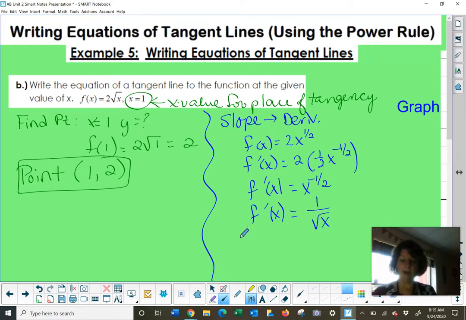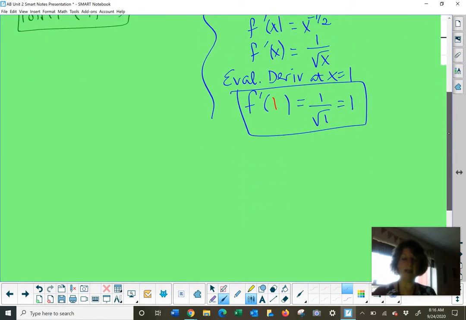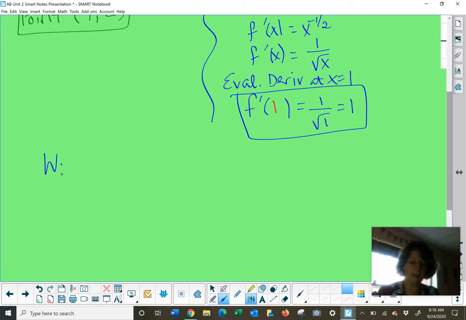Now, evaluate that derivative at x equals 1. So, let me just scroll a tiny bit. F prime of 1, remember that's how you're going to notate it, so I know what you're doing. 1 over square root 1 gives us 1. We have a slope and we have a point, and together that's marvelous. Let's write the equation of the tangent line.